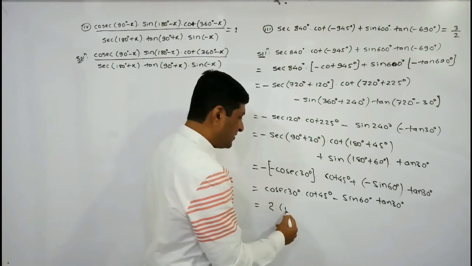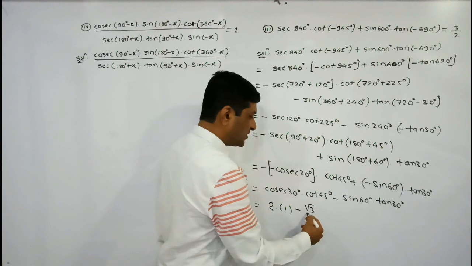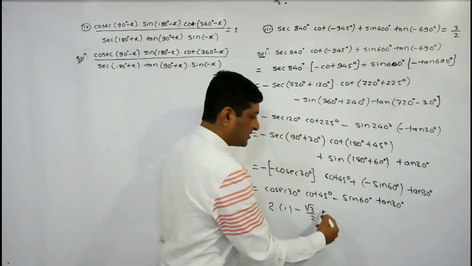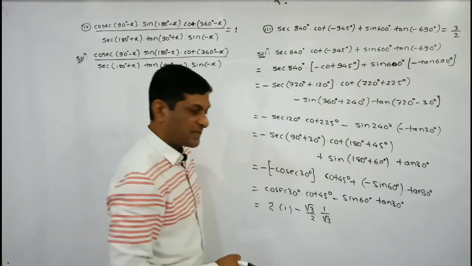Cot 45 will be equal to 1, minus, keep it as it is, sin 60 will be equal to root 3 by 2, into tan 30 will be equal to 1 by root 3. We have just substituted the values.